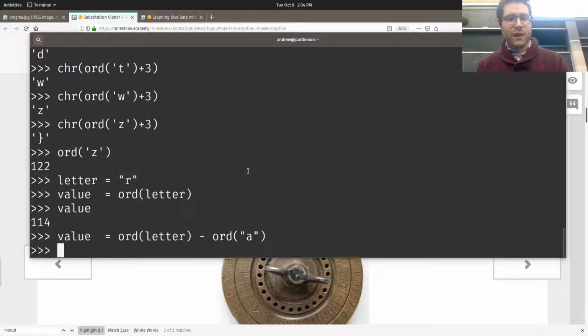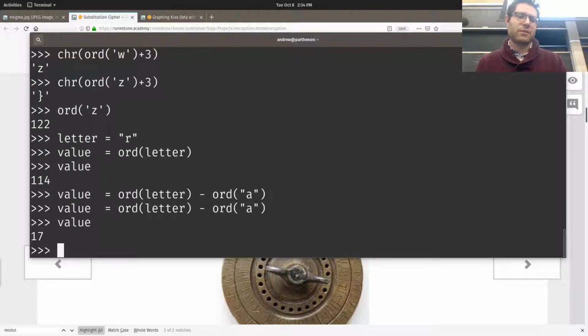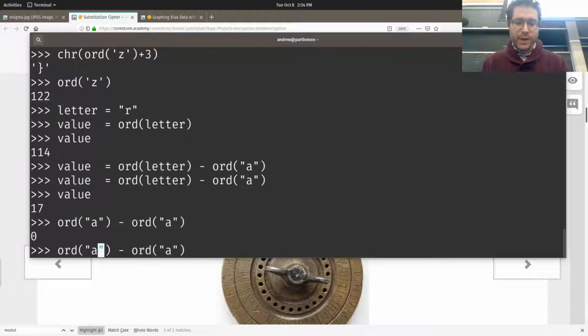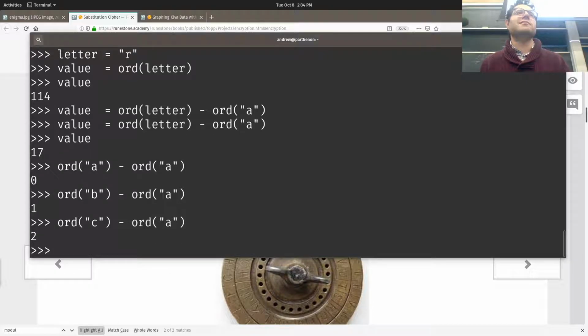But here, value is ord of letter minus A, right? Letter is whatever the value of letter is, the ASCII value of it, minus 97. And as a result, we get 17. How's that significant? Well, let's look at what this does for all the letters. If we did this for A, we get 0. For B, we get 1. For C, we get 2.